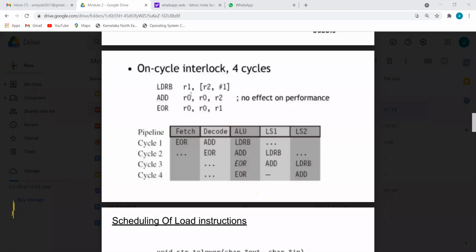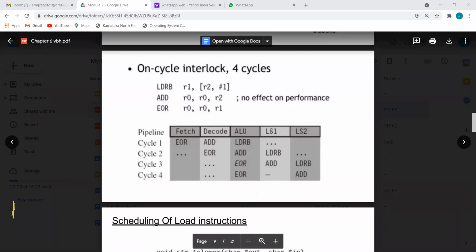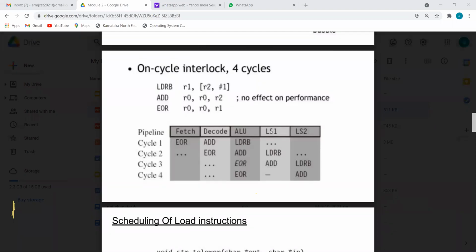Hope you are getting now. At least the result of R0 and R2 addition should be stored in R0. So when that store is possible, when it crosses over LS1, because it is a store, store is done at this time.